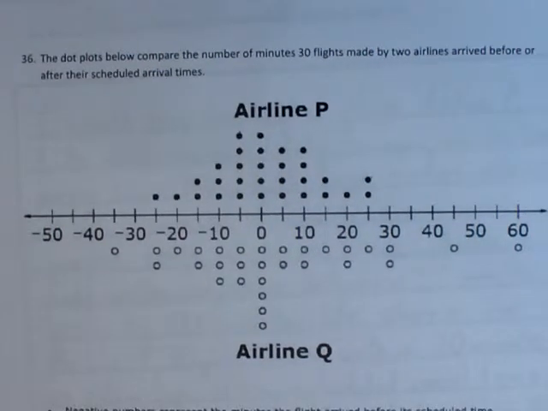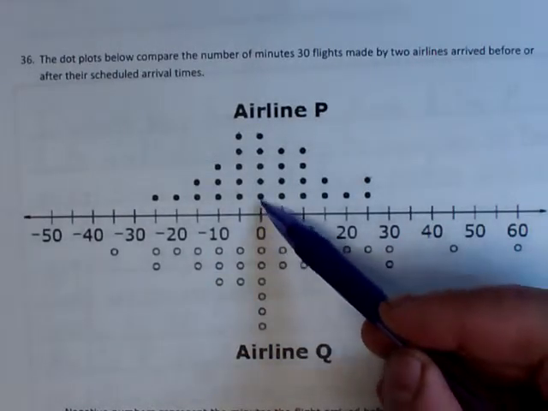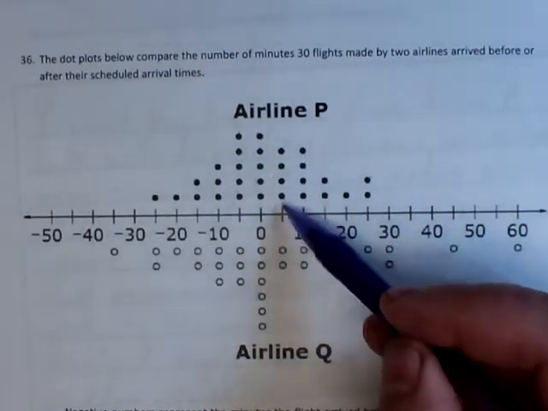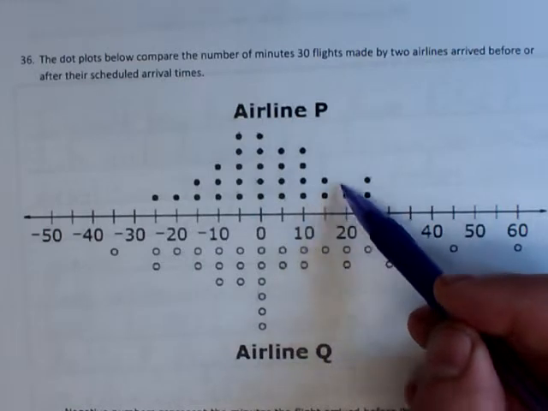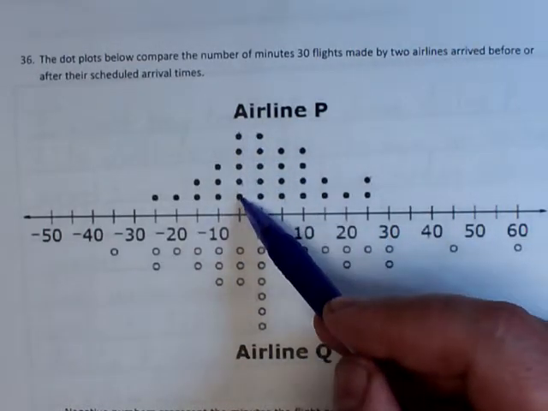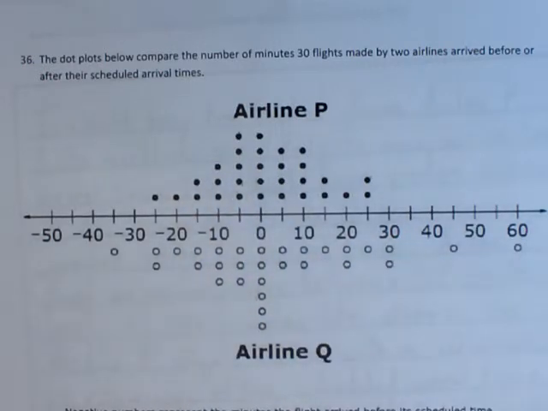Okay, problem 36 asks us to look at two dot plots and compare them. So these dot plots show the number of minutes 30 flights made by two airlines arrive before or after their scheduled arrival times. So what it tells us is this would be right on time. These points would be, say, 5 minutes late, 10 minutes late, and so on. These points were flights that arrived 5 minutes early, 10 minutes early, and so on.